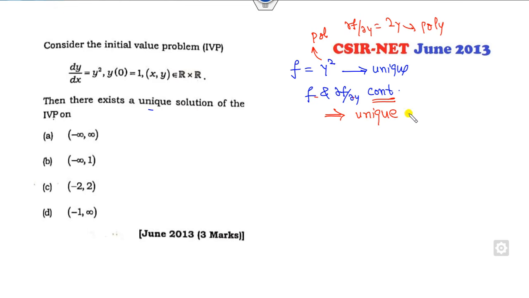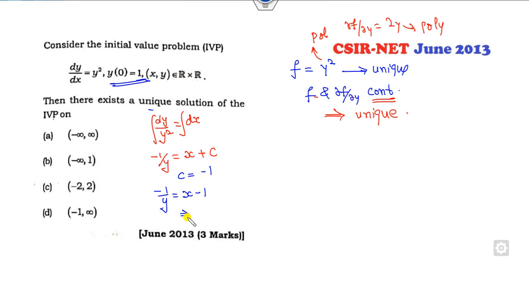So what is the condition for uniqueness? You can see there are two methods. Firstly, I can solve this equation easily. So what is that? It is minus 1 over y equals x plus c. The initial condition is here, so c will be minus 1. So minus 1 over y equals x minus 1, so y is 1 over (1 minus x). So what does it mean? It exists for all x but not equal to 1.